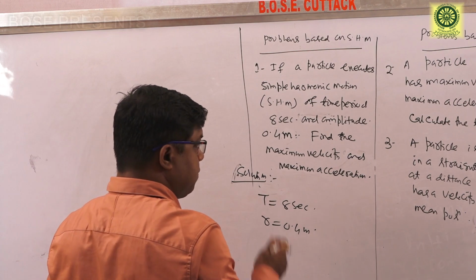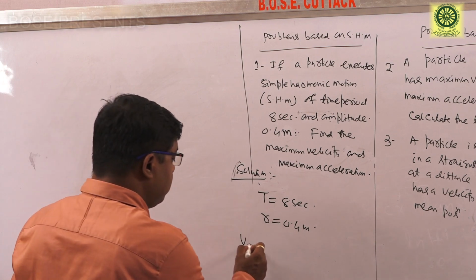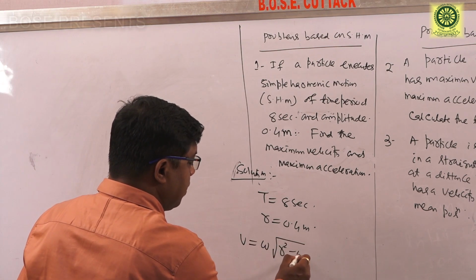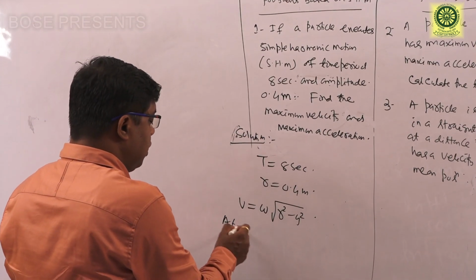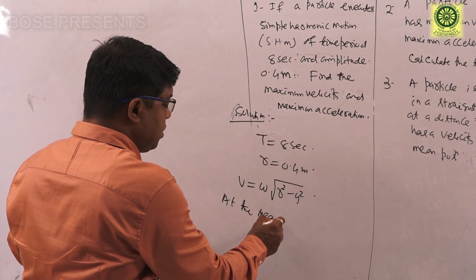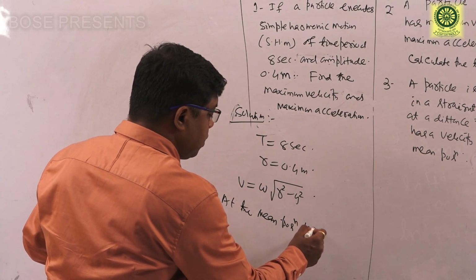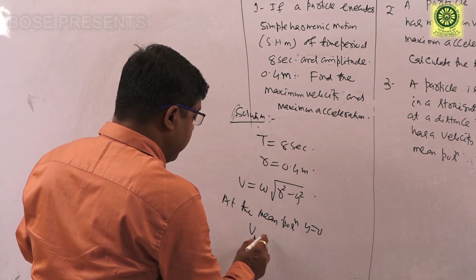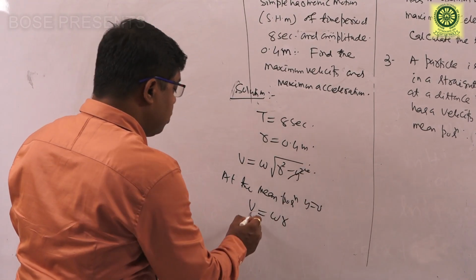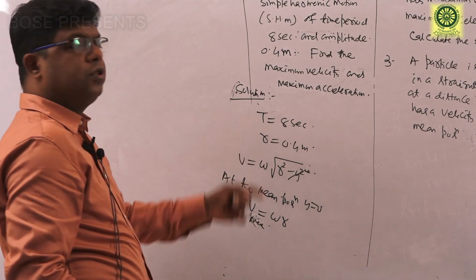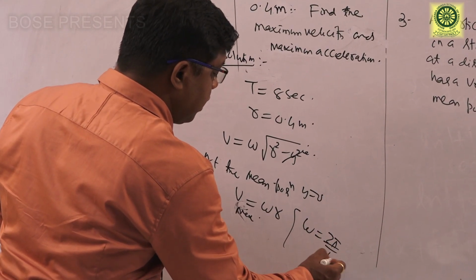You know that the expression for the velocity of a particle in SHM is v is equal to omega into square root of r square minus y square, and velocity is maximum at the mean position. I already explained this in the last class. At the mean position y is equal to 0, so v is equal to omega into r. This is the maximum velocity. Here omega is equal to 2 pi by T, where T is the time period.